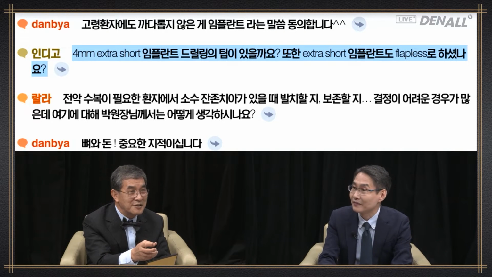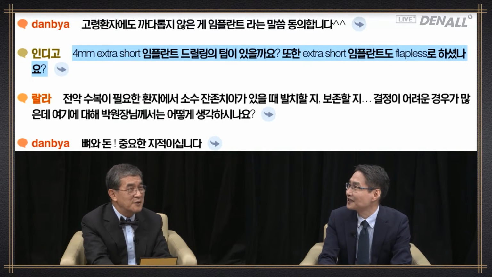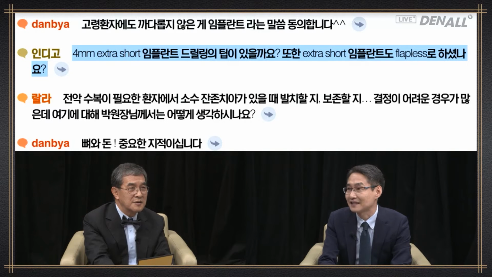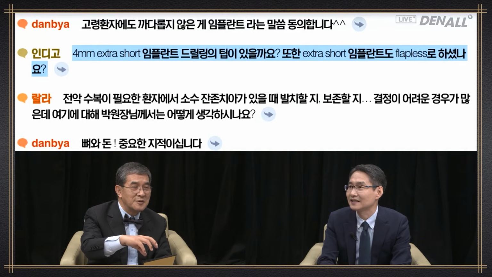Under drilling is the basics. Slight under drilling is necessary. However, in the lower, if you do excessive under drilling, in that case, there can be bone resorption due to pressure. It's difficult to say, but it's sort of like a gut instinct. Unlike general implant placement, it is very technique sensitive.